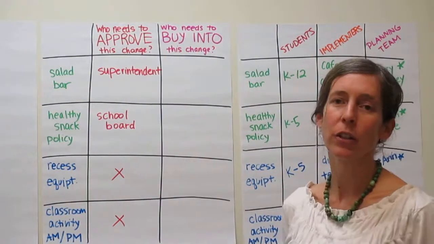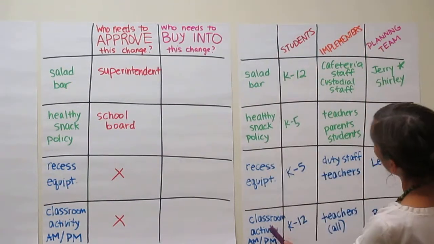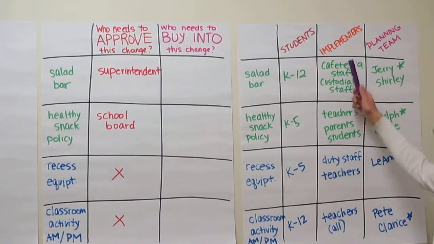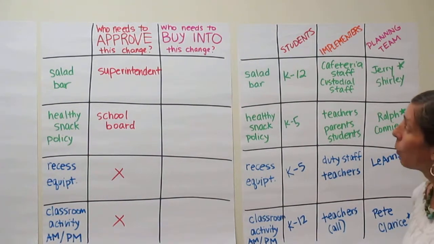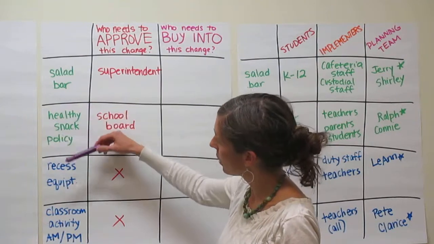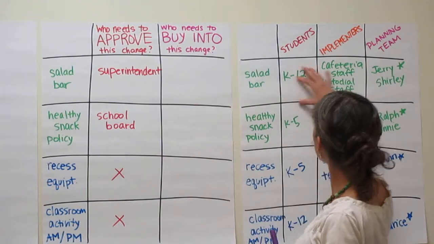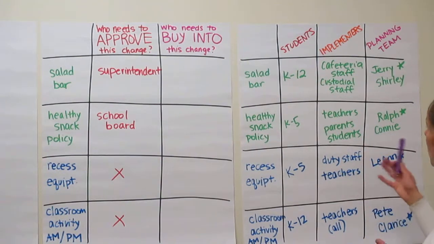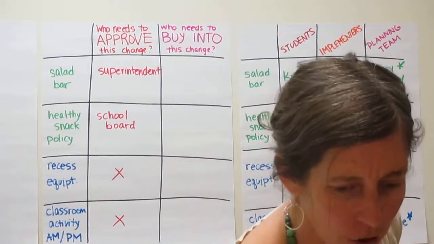Important people to think about in terms of getting buy-in are these two columns of people right here. Students, like I just mentioned, who we want to use the change, and the implementers who we want to make the change happen. So I've got my purple marker here, and we're going to go through each of these changes, again looking at all of your changes, and decide who needs to buy into this change. Now this is kind of easy because you have a little cheat sheet over here based on what we already talked about when we filled out this chart with students, implementers, and planning team members.